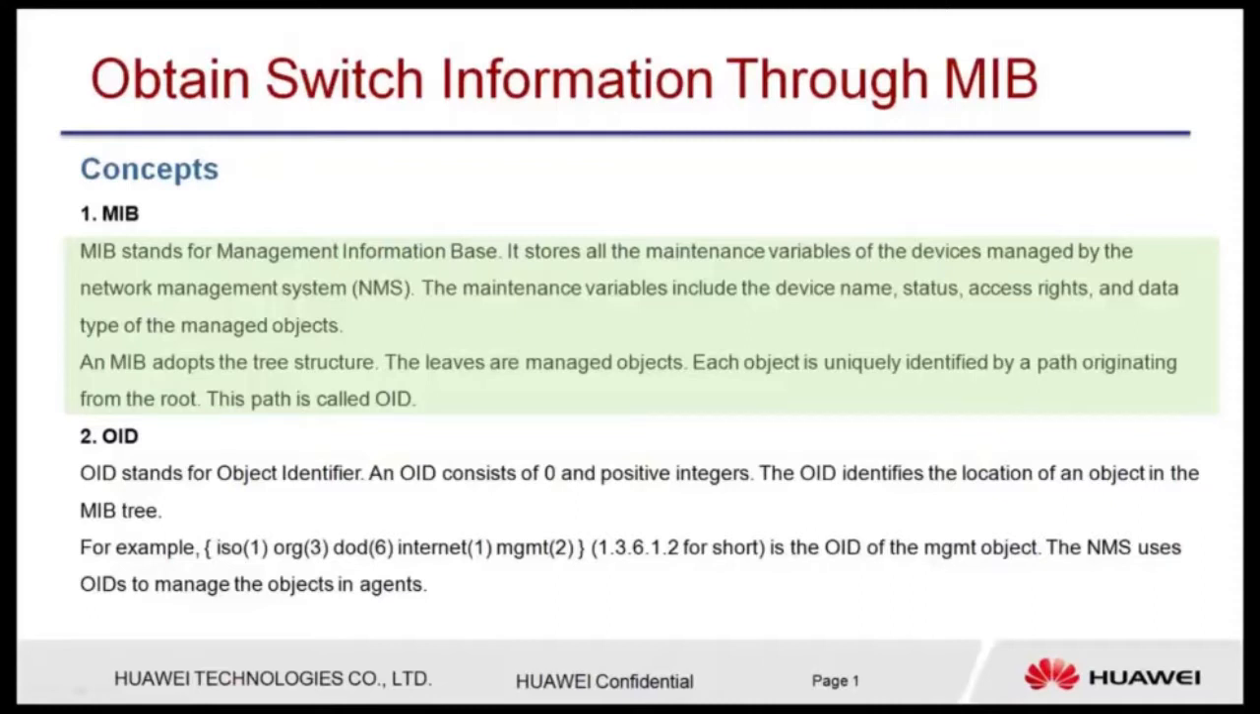The maintenance variables include the device name, status, access rights, and data type of the managed objects. And MIB adopts the tree structure. The leaves are managed objects. Each object is uniquely identified by a path originating from the root. This path is called OID.